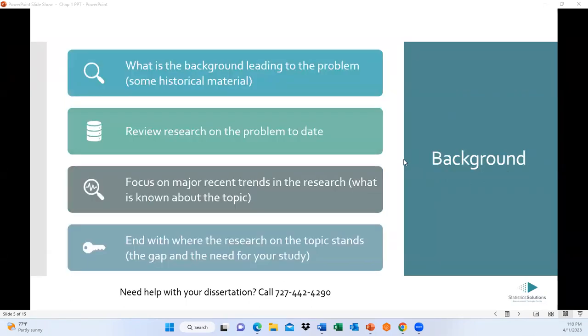After the introduction, the next section is usually the background. It kind of flows out of the introduction, right? So this is where you have to get your reader up to speed on the problem and the research that's been conducted on the problem. So let's just say you are doing an education study, and it's on why so many special education teachers are leaving the field, right? It's a problem.